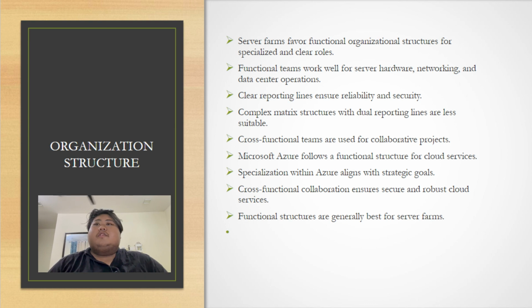For collaborative projects, organizations may use cross-functional teams. For example, Microsoft Azure is an example of a functional structure with specialized teams working together to provide cloud services. Specialization aligned with Azure goals and cross-functional collaboration ensure secure and robust services. In summary, functional structures are ideal for server farms, with a cross-functional approach for specific collaborative projects.